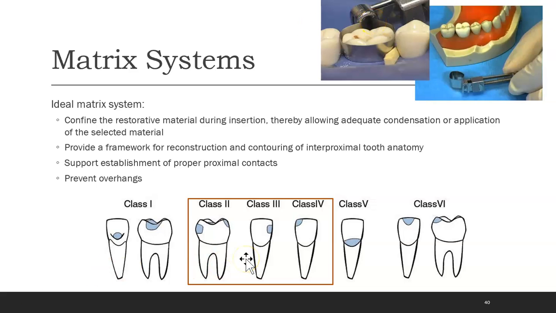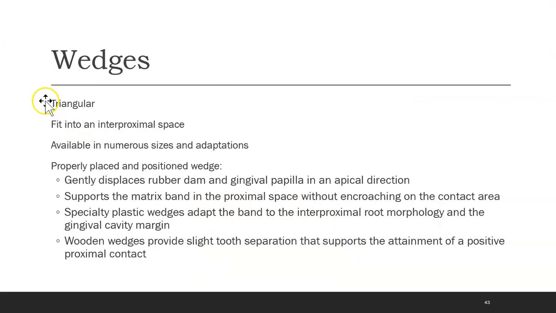And this prevents overhang so that the material can stay confined in that area and it won't hang out. So it prevents overhangs. Really important. And this is a wedge, and a wedge is good because wedges are triangular, they fit into an interproximal space, and they support that matrix band that we were looking at without encroaching on the contact area. So the wedge is really good. It gives it more support.